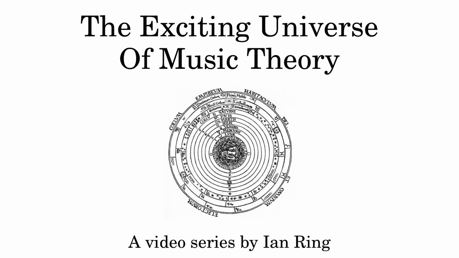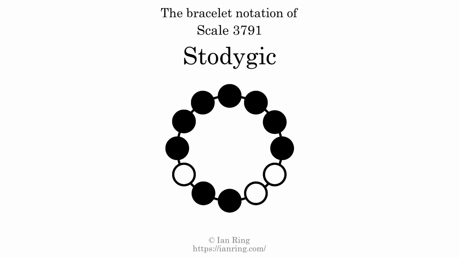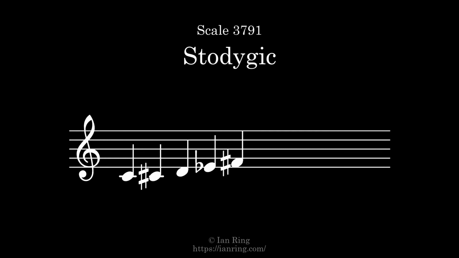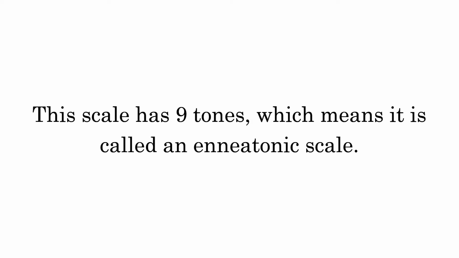Welcome to the exciting universe of music theory. Are you ready to learn? Then let's begin. Today we will talk about Scale 3791, Stodygic, which sounds like this. This scale has 9 tones, which means it is called an enneatonic scale.